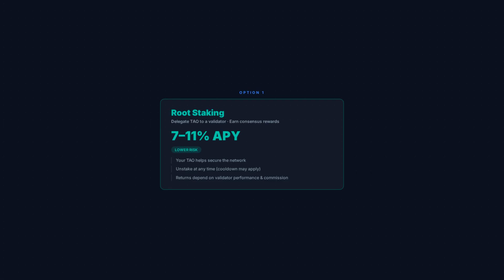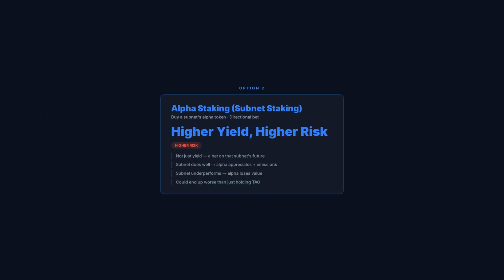Returns vary by validator, but generally range from 7 to 11% annually for root staking, depending on the validator's performance and commission rate. Your TAO remains liquid in the sense that you can unstake at any time, though there may be a cooldown period. The second is alpha staking, also called subnet staking.